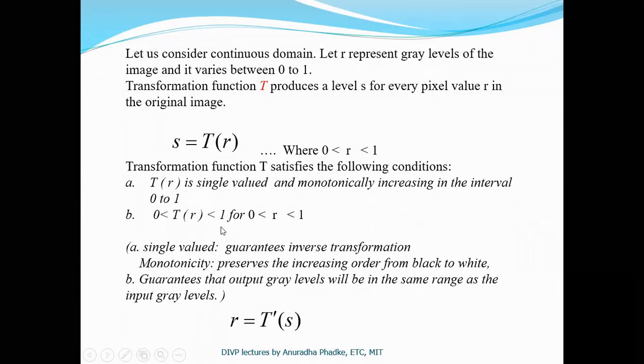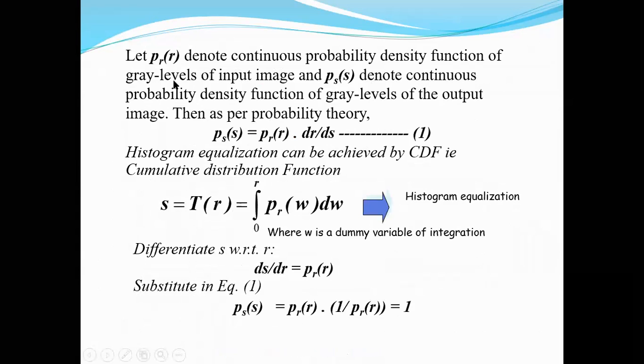Because of these conditions, we can easily determine R by applying inverse transformation on S. Now, let us see how we can get the equalization. This transformation function T(R) is given by the integral from 0 to R of P_R(ω) dω. This is your histogram equalization function. This is nothing but the cumulative distribution function.